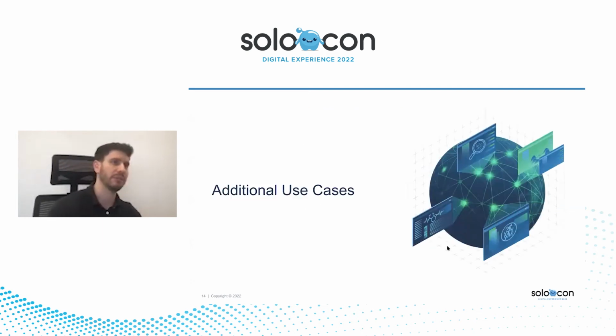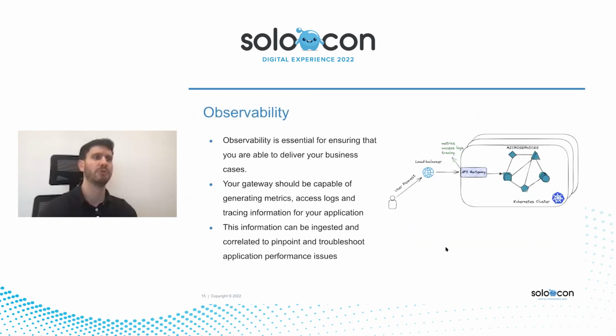Finally, let's look at some additional considerations. An important consideration is observability. It is critical for monitoring your application's performance and to be able to pinpoint and troubleshoot application performance issues. You might already have tools in your environment for application performance monitoring. Those tools might rely on telemetry and tracing information received along the application or the request path.